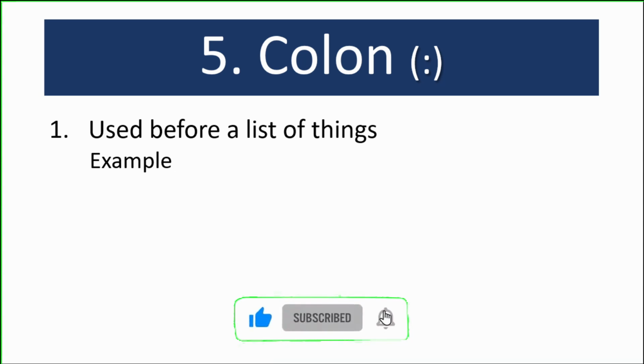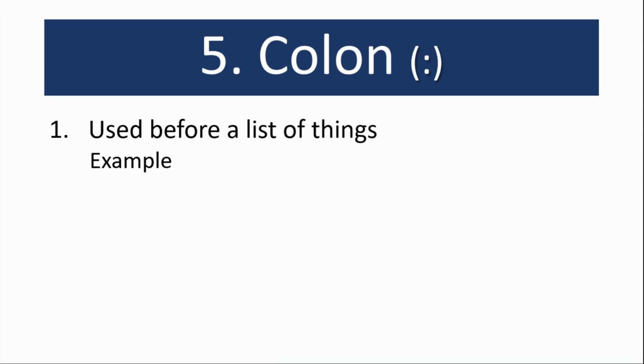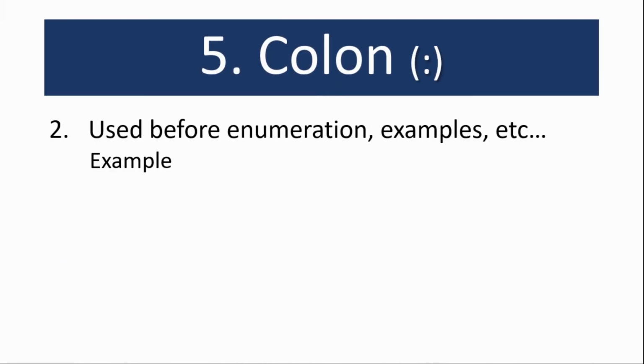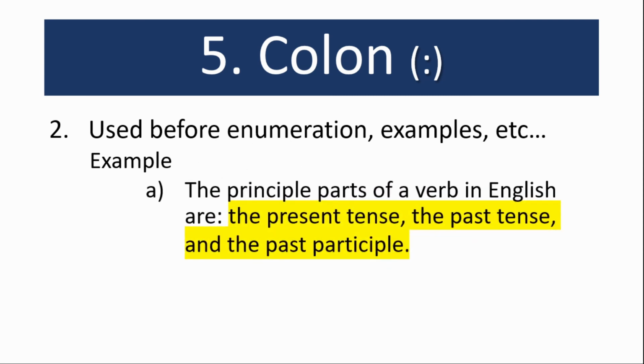The colon is used before a list of things, as illustrated in the following example. John was so hungry that he ate everything in the house: chips, pizza, hot dogs, peanut butter, and candy. It is used before enumeration, examples, etc., as, the principal parts of a verb in English are the present tense, the past tense, and the past participle.